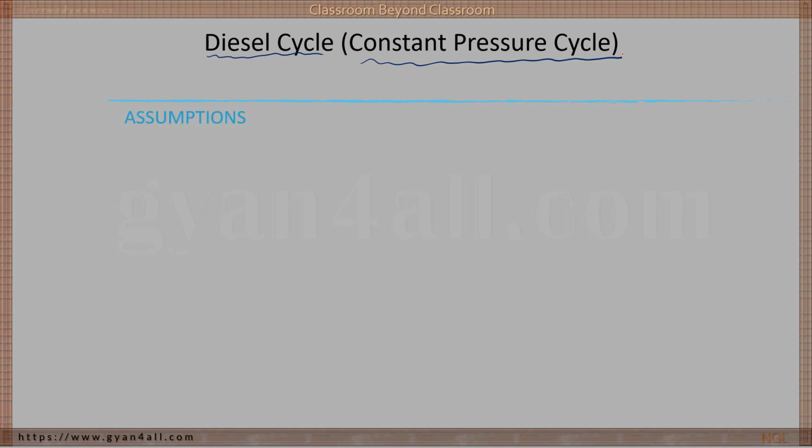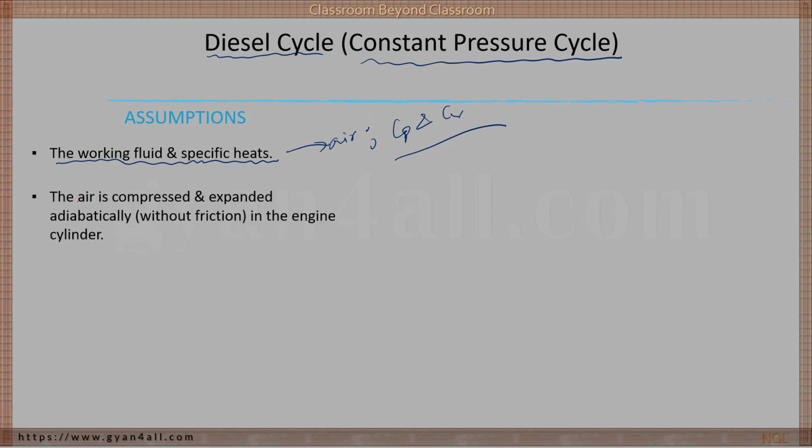So before going to the details of the processes, there are some assumptions as usual. In the last class also we discussed the assumptions. First is the working fluid and specific heats. The working fluid is air, that is the assumption, and another is that specific heats Cp and Cv remain constant throughout the cycle. The air is compressed and expanded adiabatically without any friction in the engine cylinder. So all compression and expansion processes are isentropic.